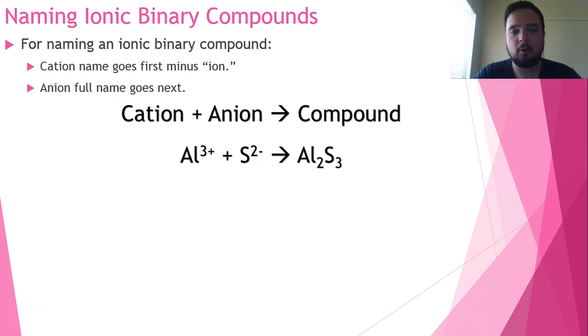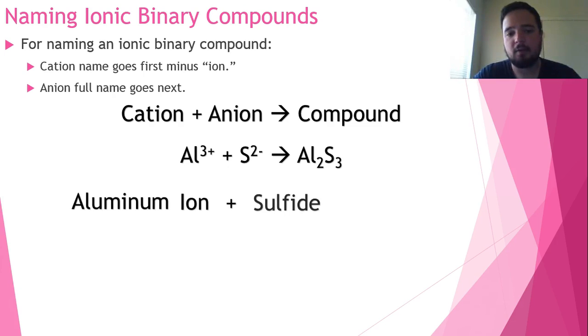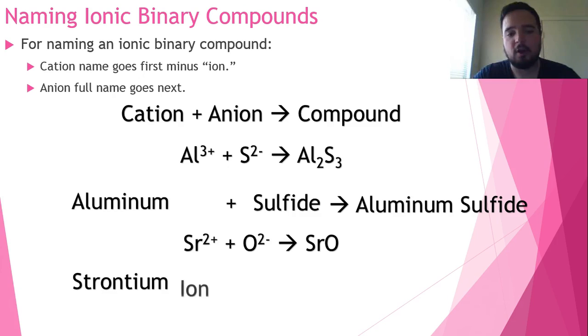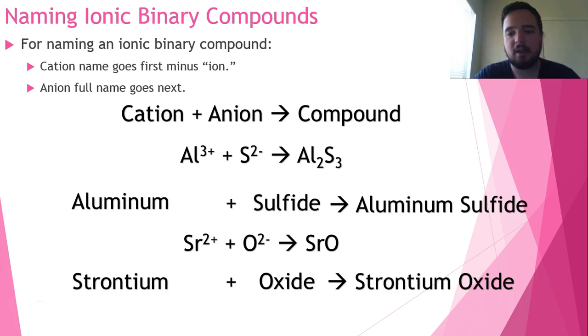Okay, so if I take an aluminum ion and then sulfide, and I make aluminum ion plus sulfide, I take ion off, so then the resulting compound becomes aluminum sulfide. And then if I take a strontium ion plus an oxide, I have strontium ion plus the oxide, but I drop the ion off, and then I make strontium oxide. That's the resulting compound. So that's how the nomenclature for ionic binary compounds works. We'll add more to this in the next couple of videos, but just for the basic stuff, it's the cation minus the ion part of its name plus the anion's name. That's all you need to do.